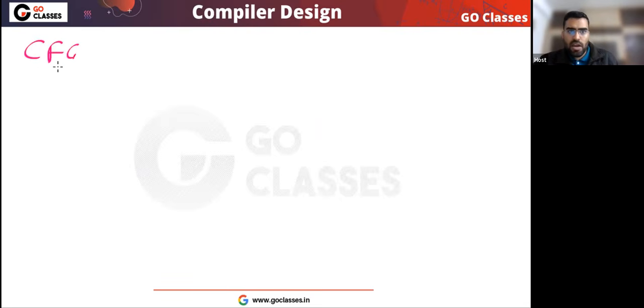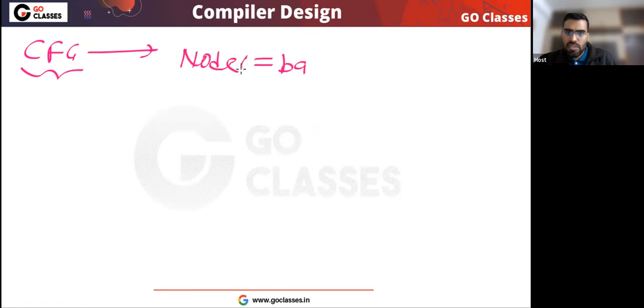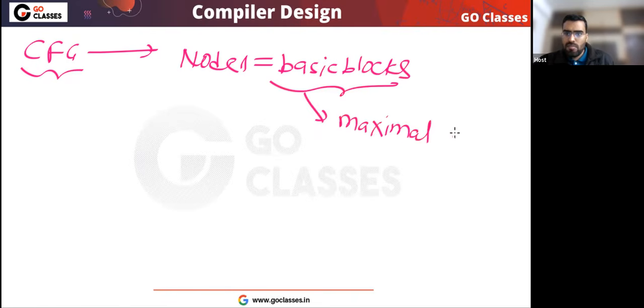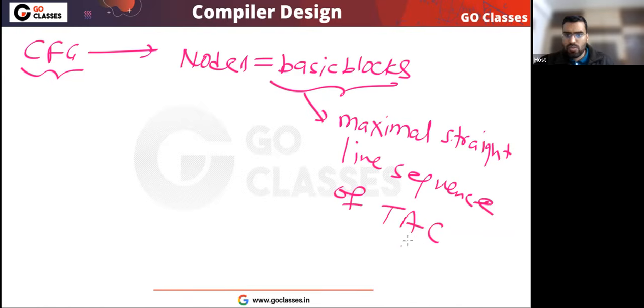This control flow graph has nodes. In this control flow graph, what is a node? Node is a basic block. Nodes are the basic blocks. What is a basic block? This is a maximal straight line sequence of 3 address code instructions.